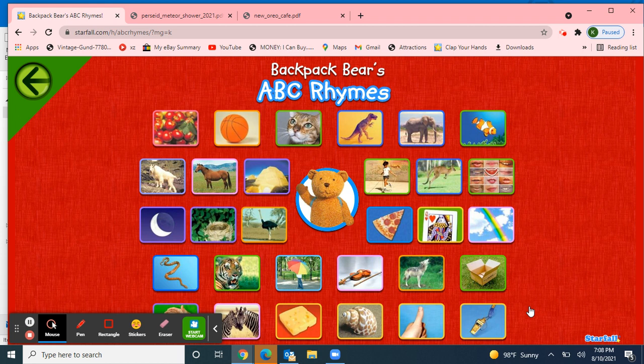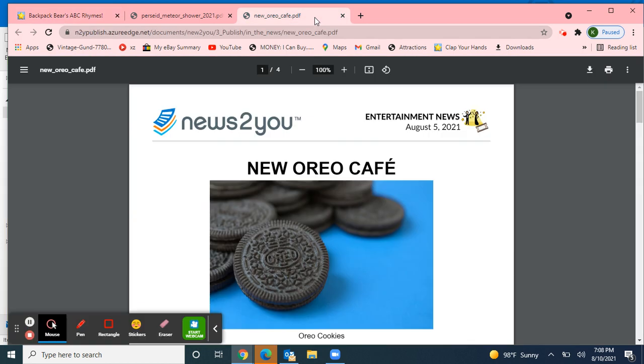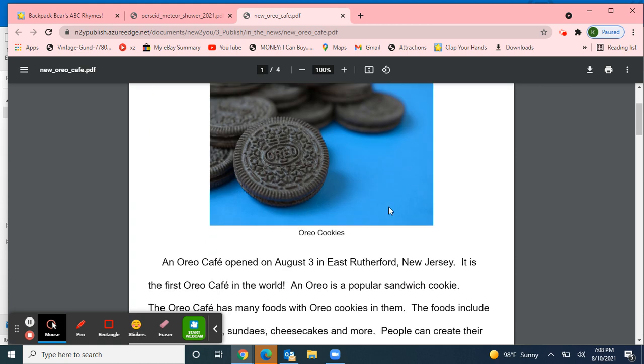Next, I'm going to read two articles from News to You, the Unique Learning System. The first came out last week on the 5th in Entertainment News. The title is New Oreo Cafe. And here's a picture of Oreo cookies. Oh, those look good. An Oreo Cafe opened on August 3rd in East Rutherford, New Jersey.